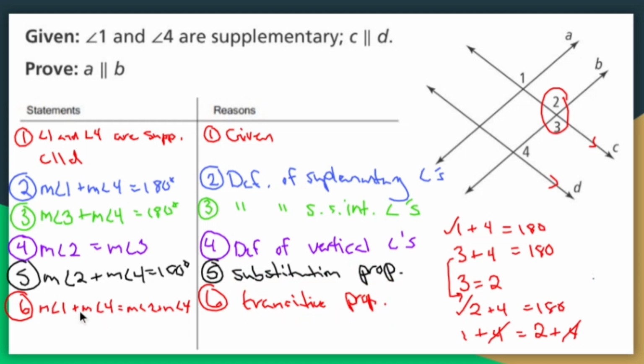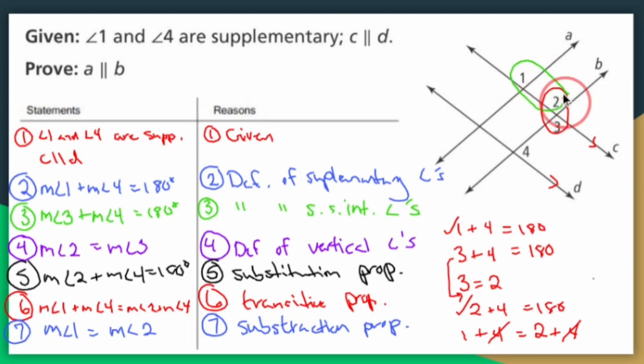Last but not least, I could subtract the measure of angle 4 from both sides, and that tells me that angle 1 is equal to the measure of angle 2. That's the subtraction property of equality. All this got me to that point where 2 and 1 correspond, 2 and 1 are equal, which means A and B are parallel.